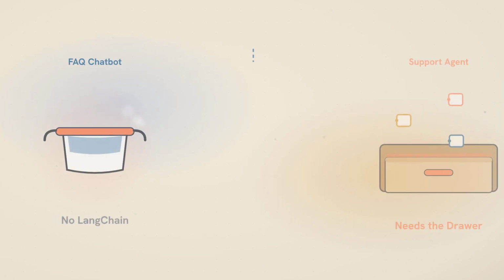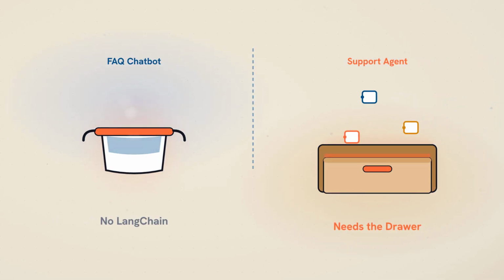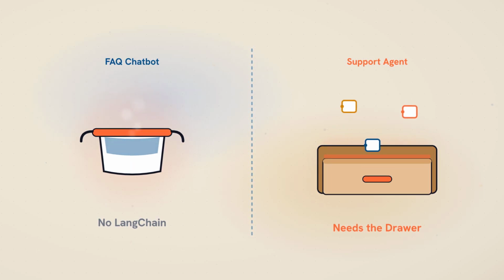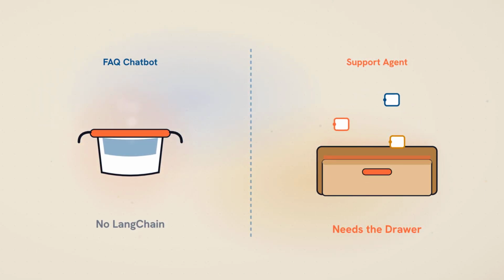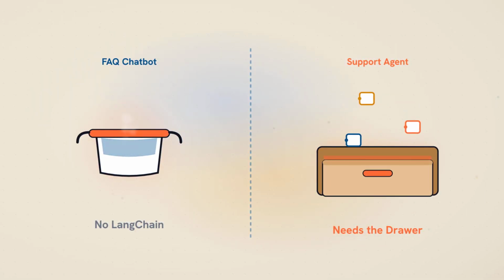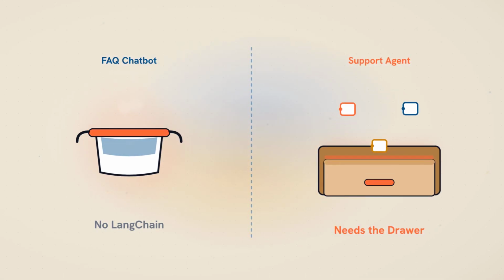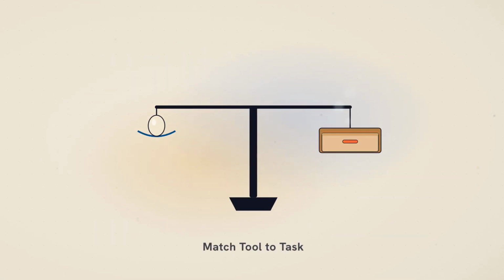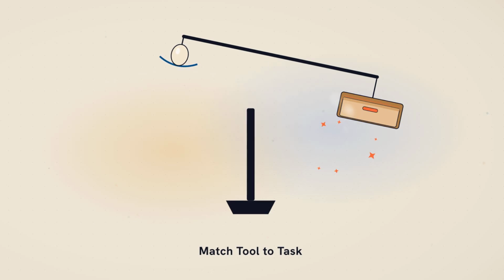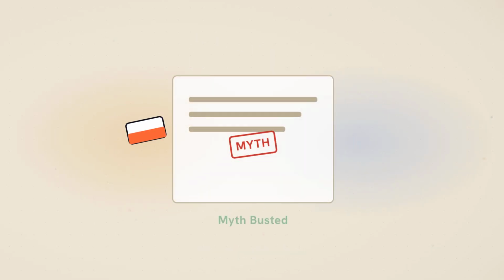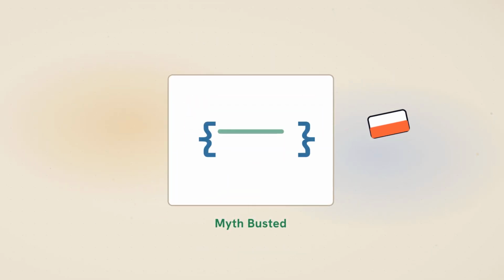Look at this real example. On the left, a simple chatbot that answers FAQs. It doesn't need LangChain. On the right, a support agent that reads emails, checks a database for order status, and drafts a refund. That one needs the gadget drawer. You only pull out the heavy tools when the job actually has moving parts. So forget the myth that every AI app needs a framework.